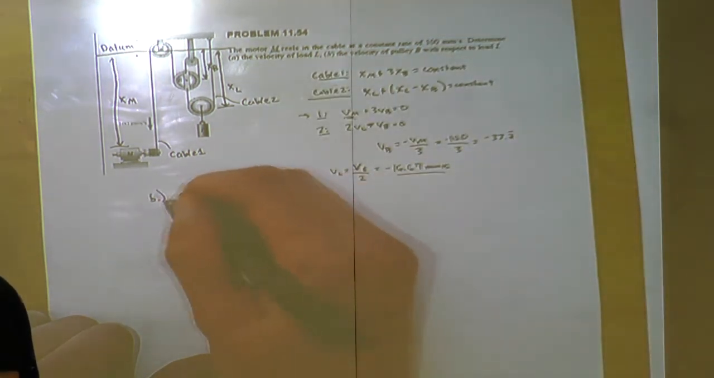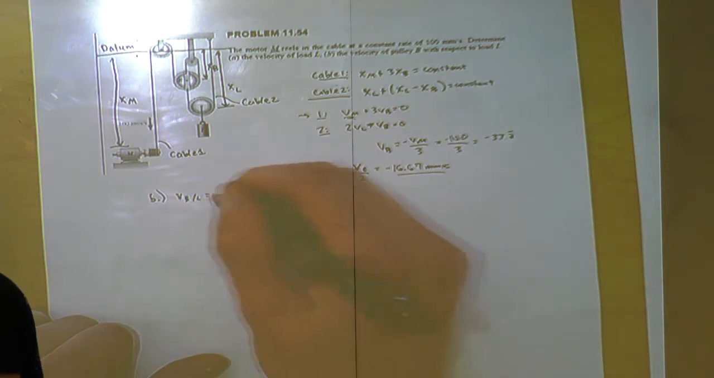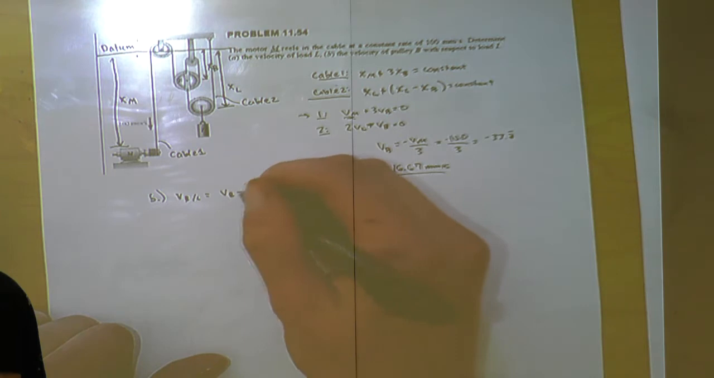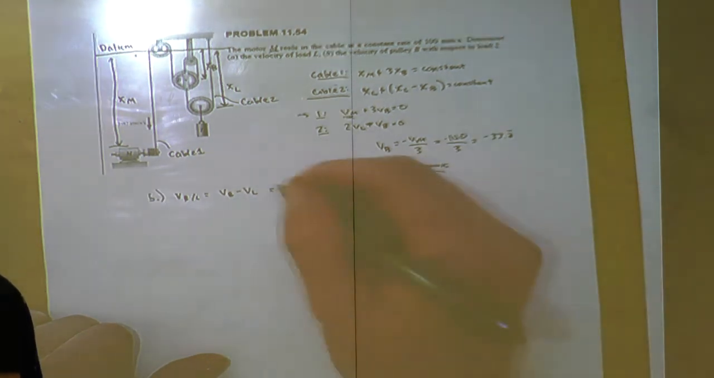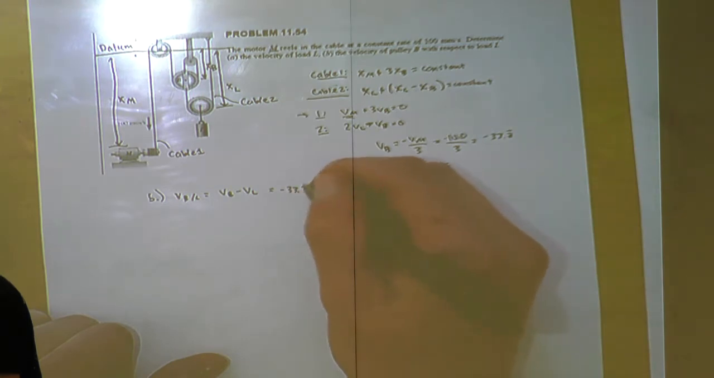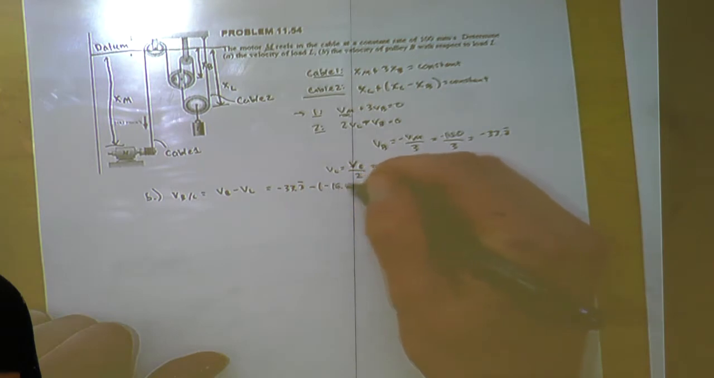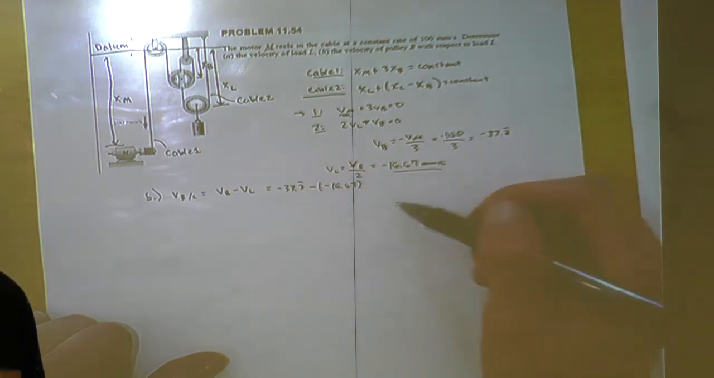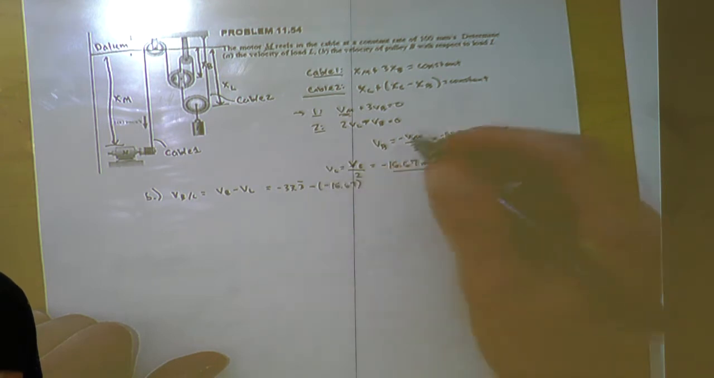And for our B, we have velocity of B with respect to L. So it's going to be the velocity of B minus the velocity of L. So we have B is negative 33.3 repeating minus the negative 16.67 we got for VL. That's going to be an addition, so it's equal to negative 16.6 repeating millimeters per second.